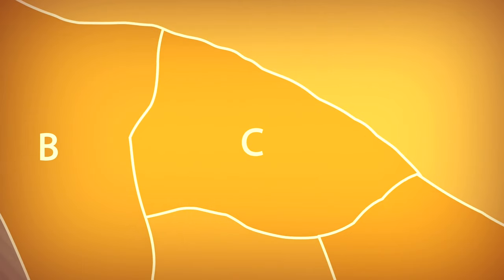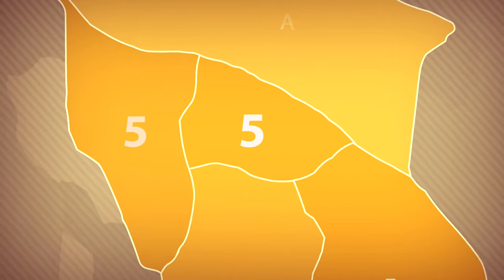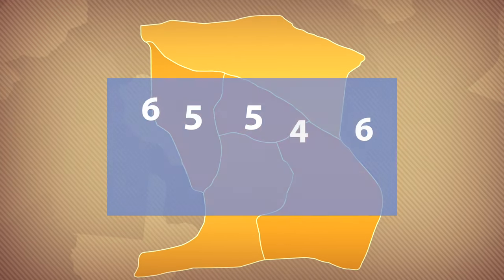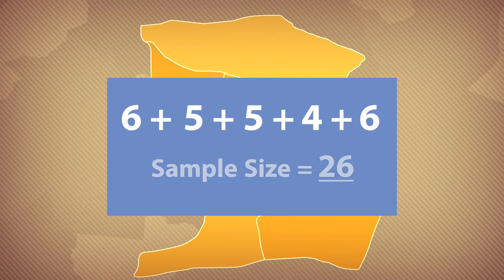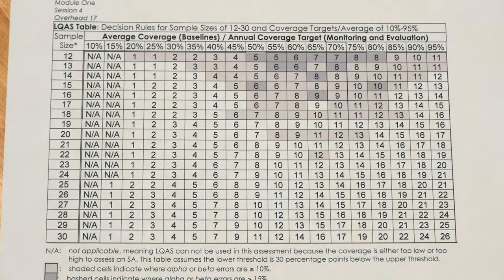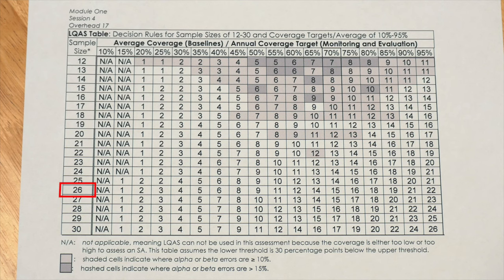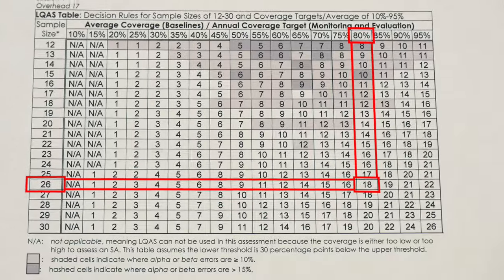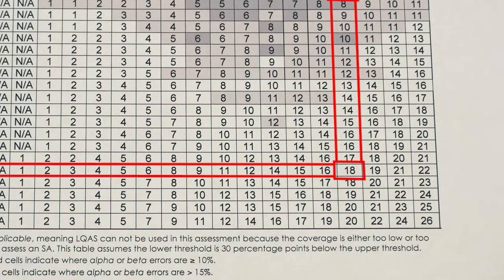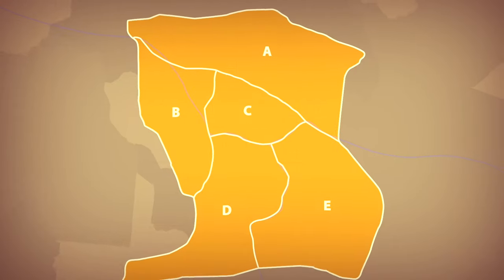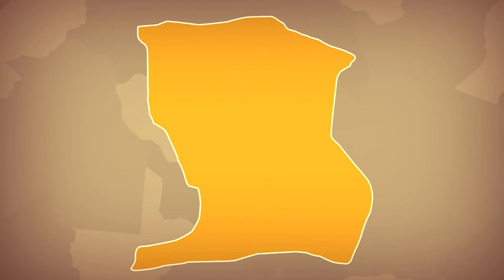But it can still give us useful data when we combine the results from all the supervision areas to give us a bigger sample. This can then be used to make an LQAS classification with a larger sample size. So in this case, we have a combined sample of 26. Using the LQAS table, we can find a decision rule for our target coverage, say 80%. For this district, the decision rule will be 18. In other words, we're treating the whole catchment area as a single supervision area.